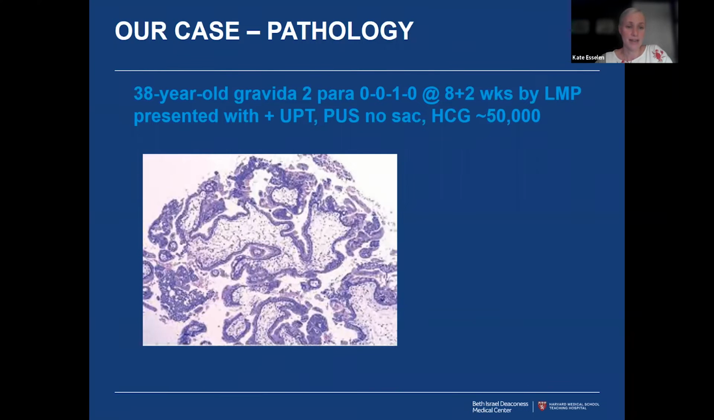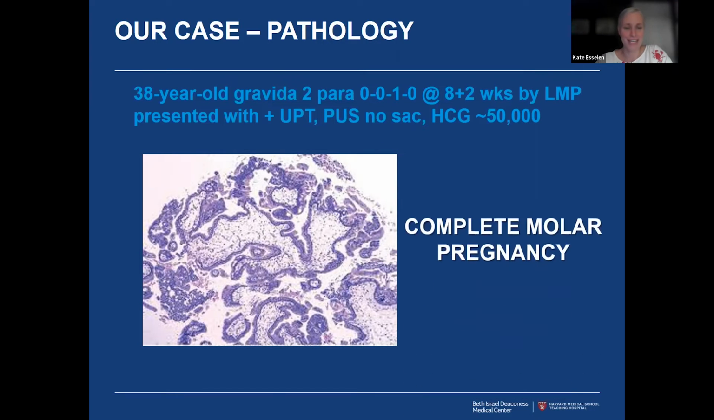So our case, our 38-year-old, had a complete molar pregnancy. Here is a histopathologic example of that. And you can see the hydropic villi and the trophoblastic proliferation. If it was on higher power, that might be easier to see.